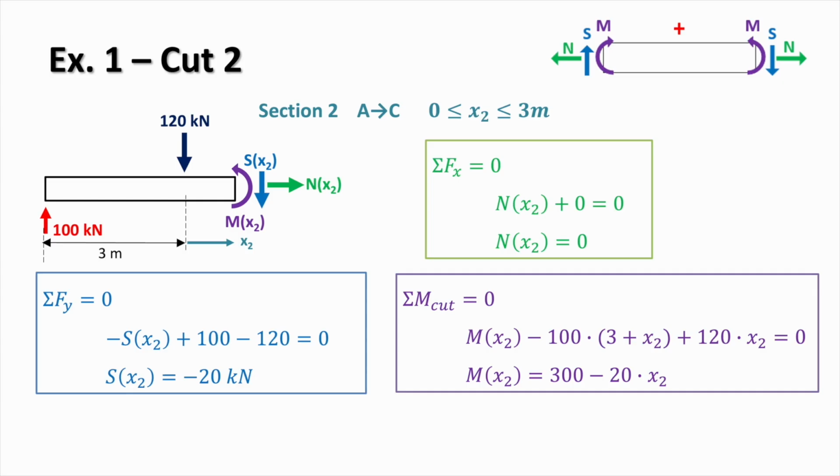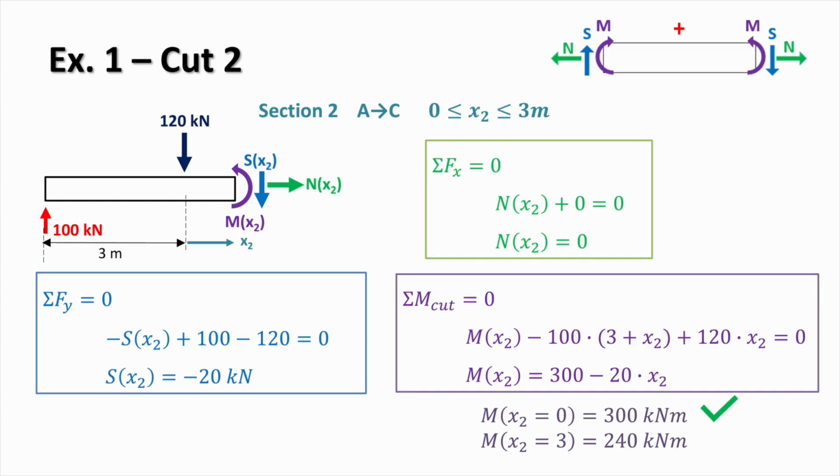Finally, taking moments around the cut, so the sum of moments around the cut is 0. And here we have the moment that we've exposed, so Mx2, minus 100, and this time the distance is 3 meters plus x2, and plus 120 times x2, and all that equals 0. So the equation for Mx2 equals 300 minus 20x2.